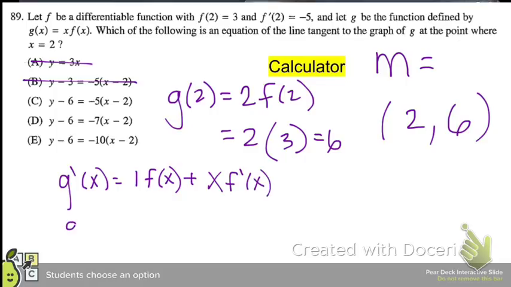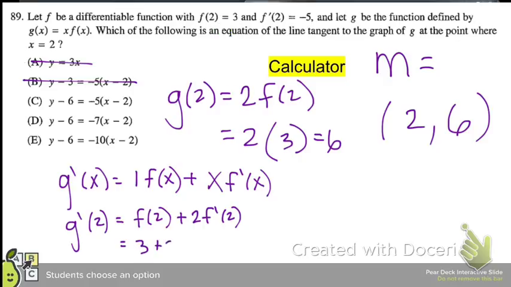And now if I evaluate this derivative at 2, g prime of 2, I get 1 times f of 2 plus 2 times f prime of 2. Well, f of 2 is 3. We already talked about that. So this would be 3 plus 2 times f prime of 2, which is negative 5. If I simplify that, I get 3 minus 10, which is negative 7. So my slope is negative 7.